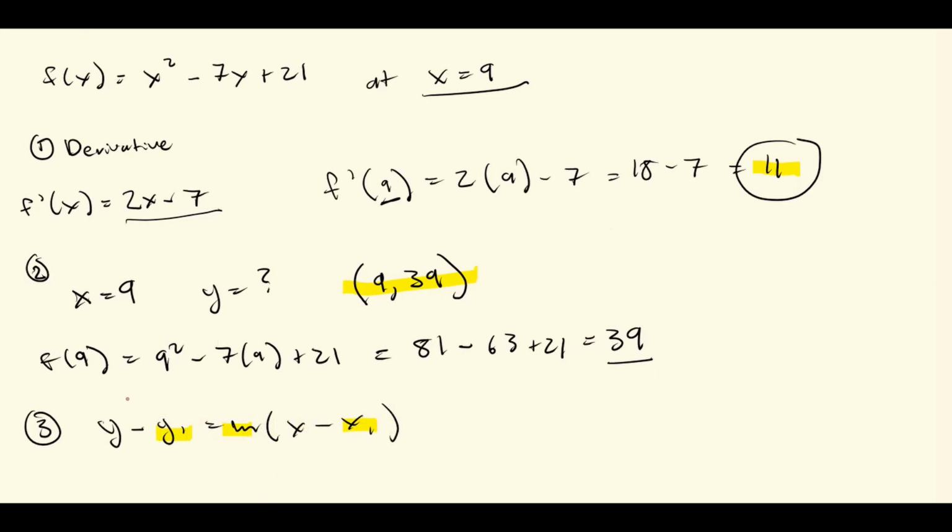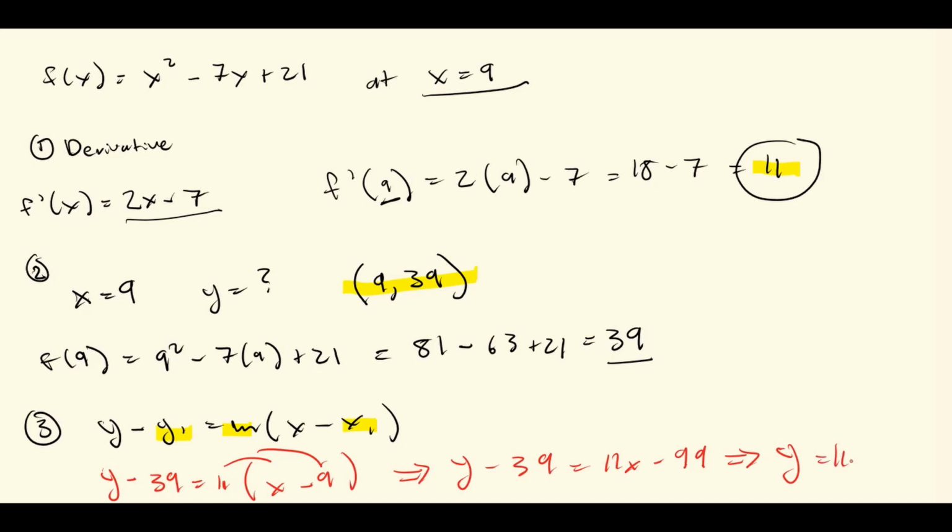And when we do this, we get y minus the y coordinate, 39, is equal to m, which is the slope we found to be 11, times x minus the x coordinate, which is 9. And then we can distribute this 11, giving us y minus 39 is equal to 11x minus 99. And then we can add 39 to both sides, which finally gives us y is equal to 11x minus 60. And that's it. This is the equation of the tangent line.